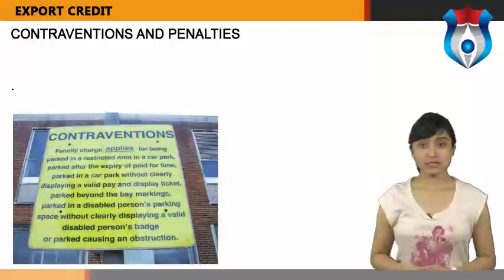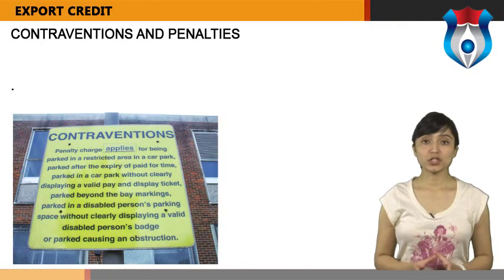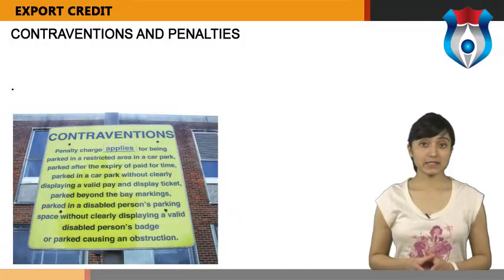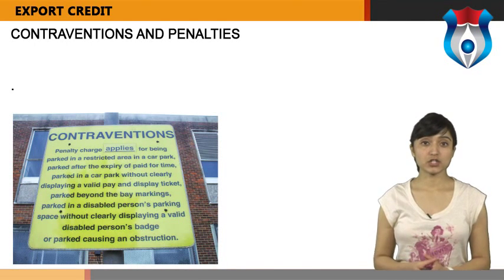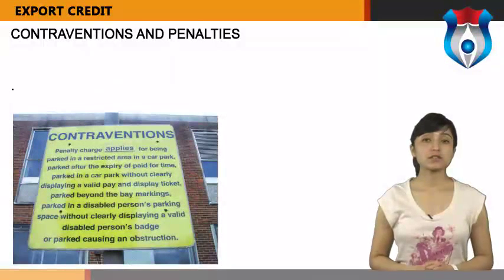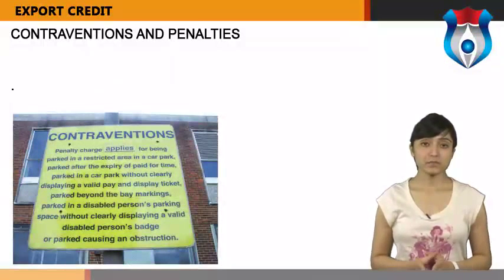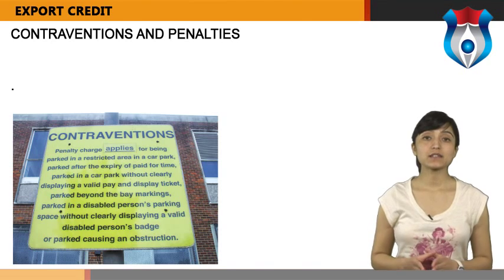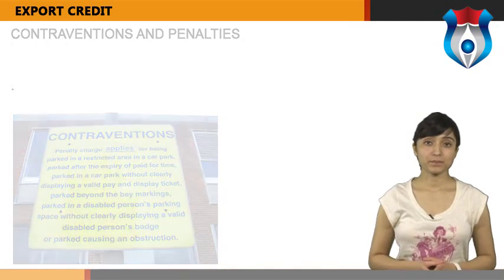Contraventions and penalties. Contravention is a breach of the provisions of the Foreign Exchange Management Act 1999 and rules, regulations, notifications, orders, directions, circulars issued thereunder. Compounding refers to the process of voluntarily admitting the contravention, pleading guilty and seeking redress.